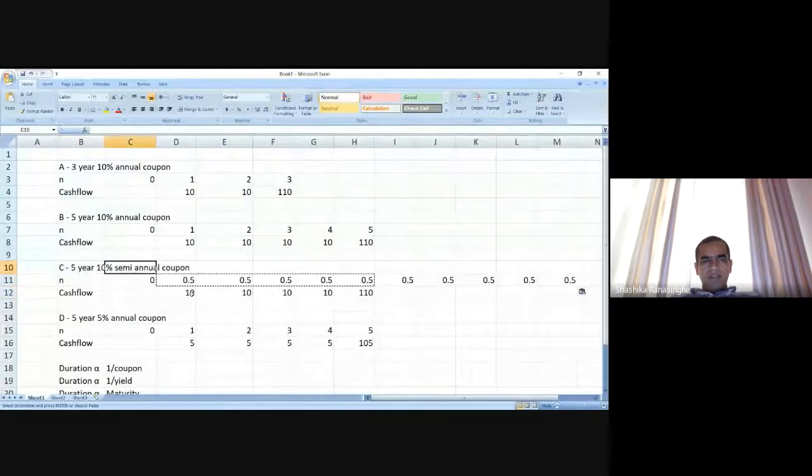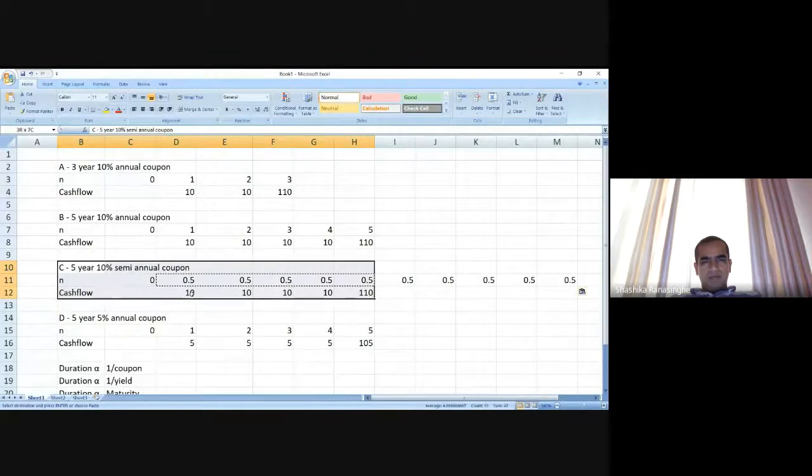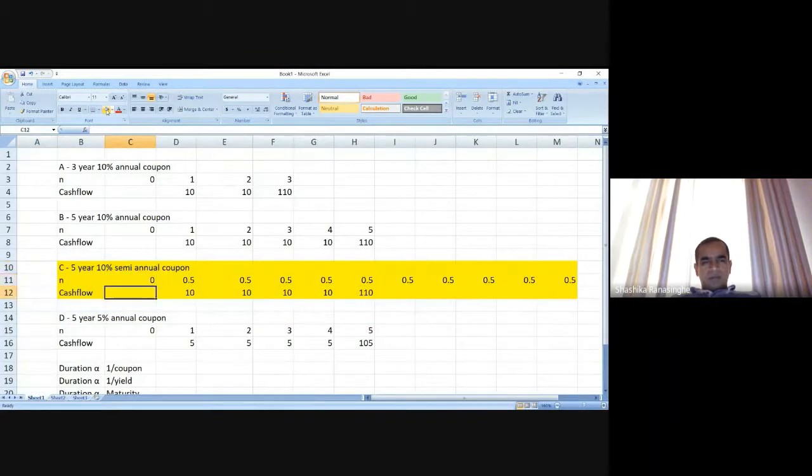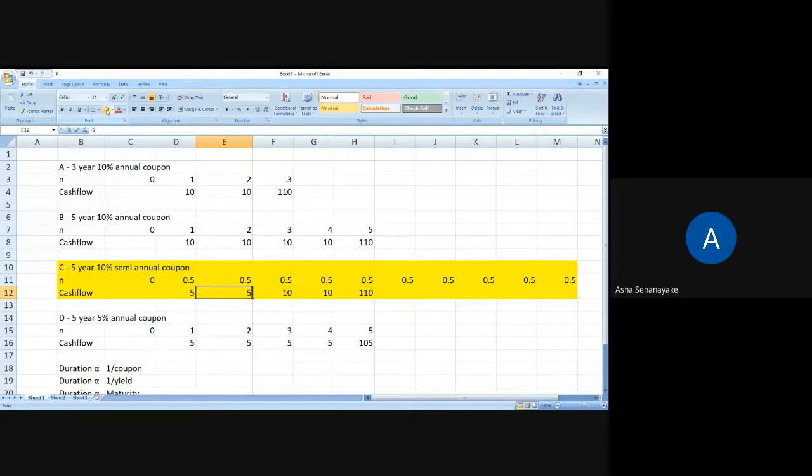Yeah, I'm talking about this bond, right? This is a semi-annual coupon bond, whereas others all have annual coupons. Semi-annual means every 6 months you get a coupon of how much? Annual is 10, so semi-annual, how much do you get? 5. 5%. Yeah.